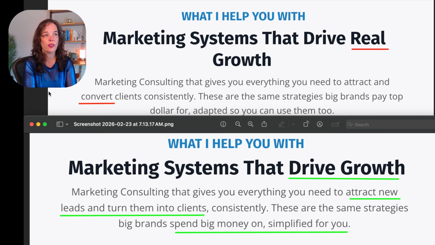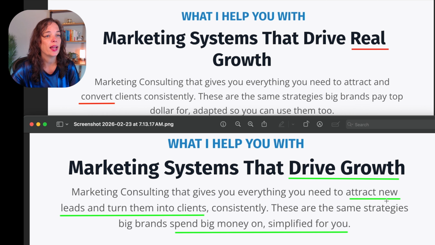So let's take apart the header first. I said real growth. What's fake growth? Like, it's weird. Like the word real is just useless. So it's not a difficult word. It's just a useless word. So I kicked it out. So I just right now have marketing systems that drive growth.